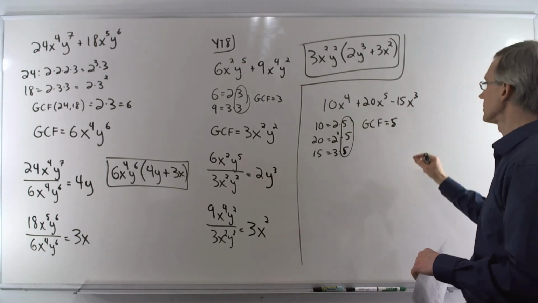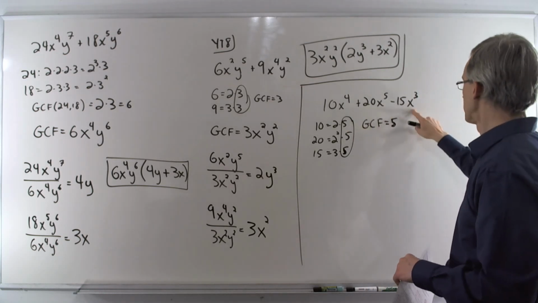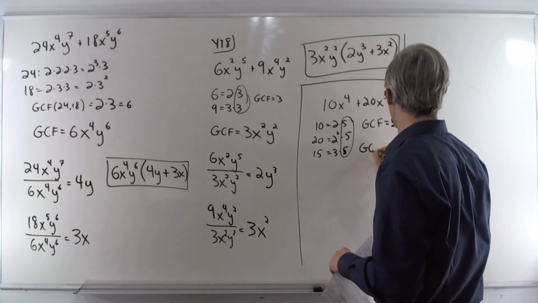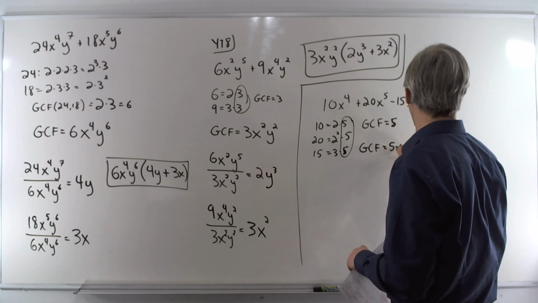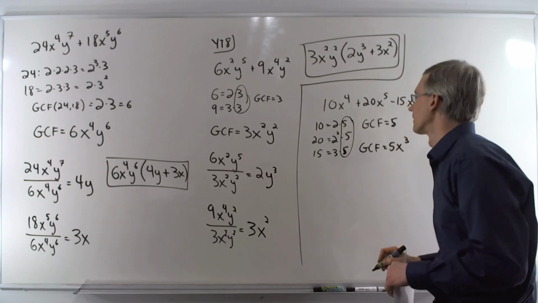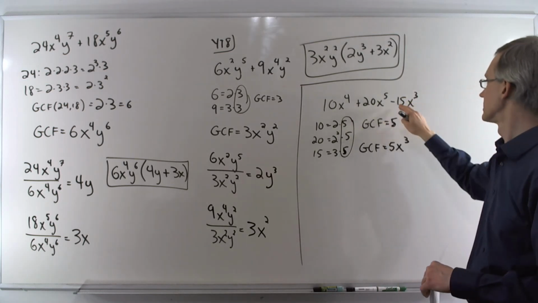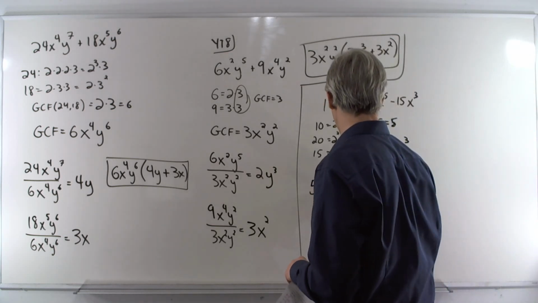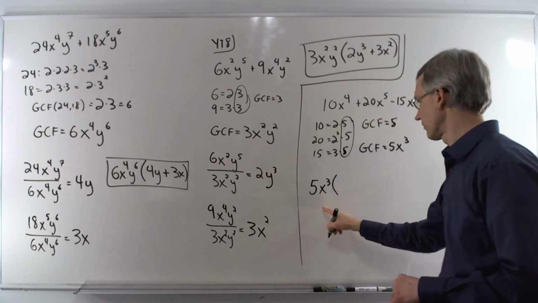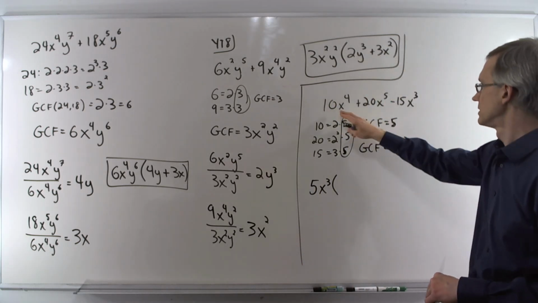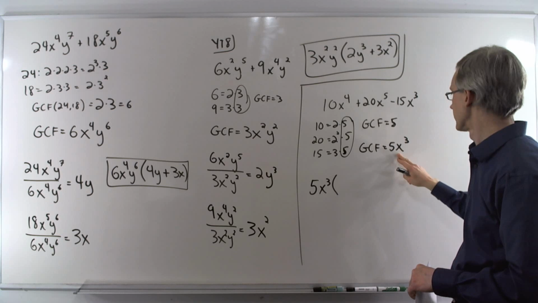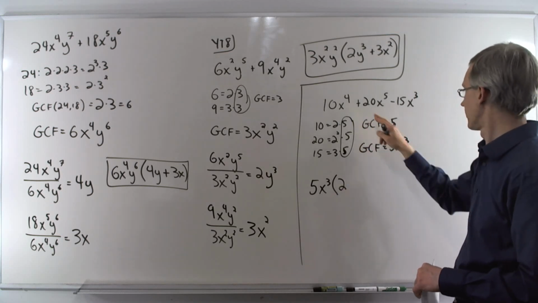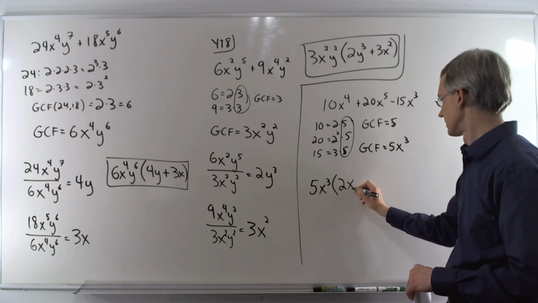Right, now we'll do the variables, the x's. Smallest exponent is 3, so that makes the GCF 5x to the third power. All right, now we'll divide each of these by 5x to the third. So GCF goes out front. Now we'll take 10x to the fourth divided by 5x to the third. 10 divided by 5 is 2. X to the fourth divided by x to the third is x.